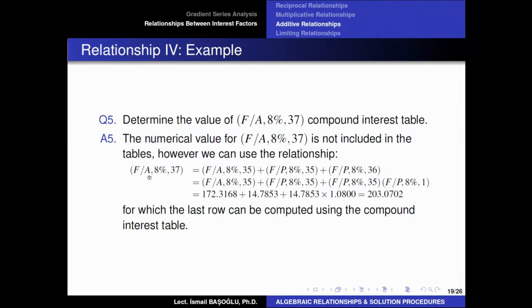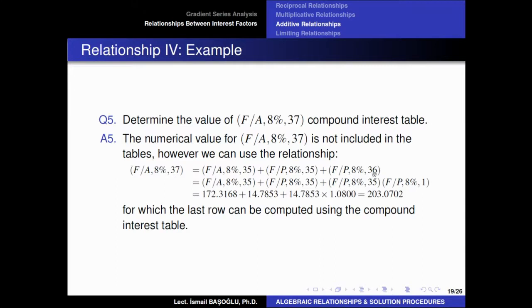but we can use the additive relationship that we have explained a while ago, which would be the uniform series compound amount factor for 37 years is equal to the uniform series compound amount factor for 35 years plus single payment compound amount factors for 35 and 36 years. Now, if you sum these three values up, you are going to get the uniform series compound amount factor for 37 years. And the first value is available in the table. The second value is also available in the table. But the third value is not available in the table.